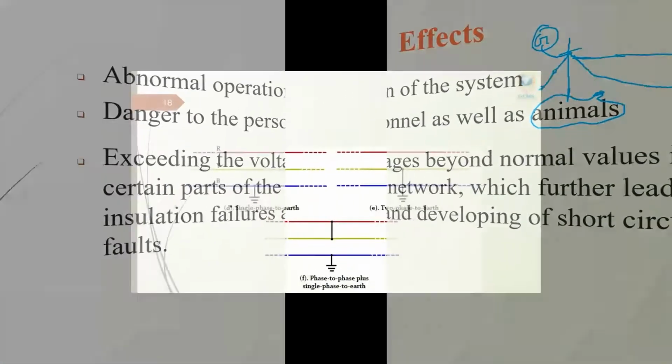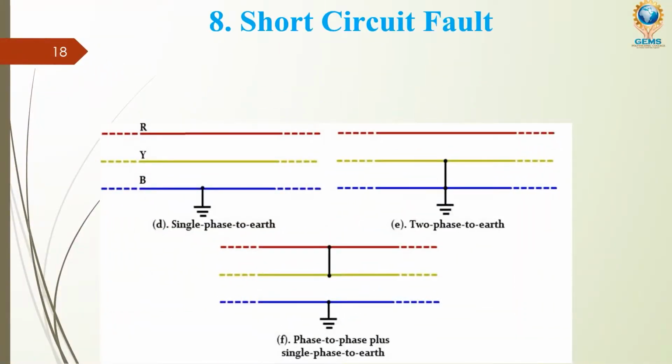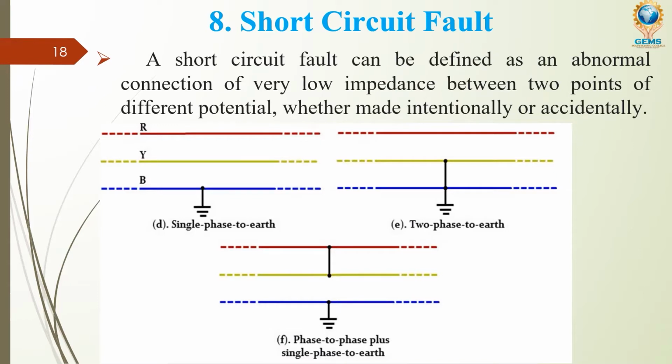Next, short circuit fault. Short circuit means there is a low impedance between 2 points. Here, single phase to earth, one phase has fallen on the ground, or 2 phase to earth, where 2 conductors have fallen down. Otherwise, one more fault is between phase to phase and one phase to earth. These are the different types of short circuit faults.